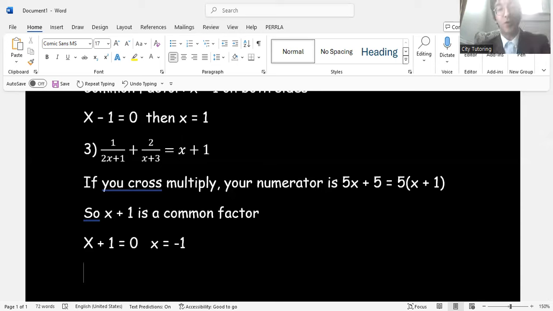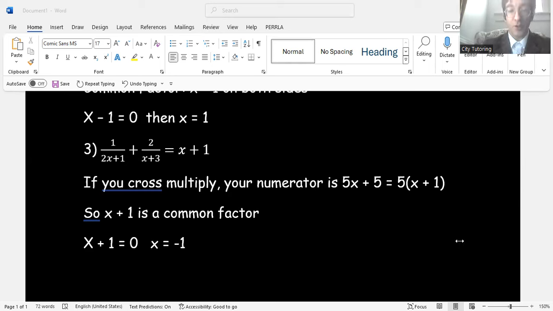So whenever you see an equation that has a common factor, like in these cases, you could automatically solve either by 0 or by setting them equal to 0 and then solving for x. It saves you a lot of time.